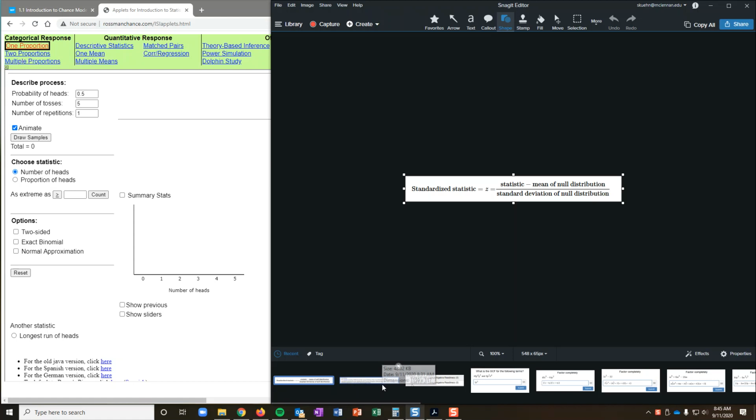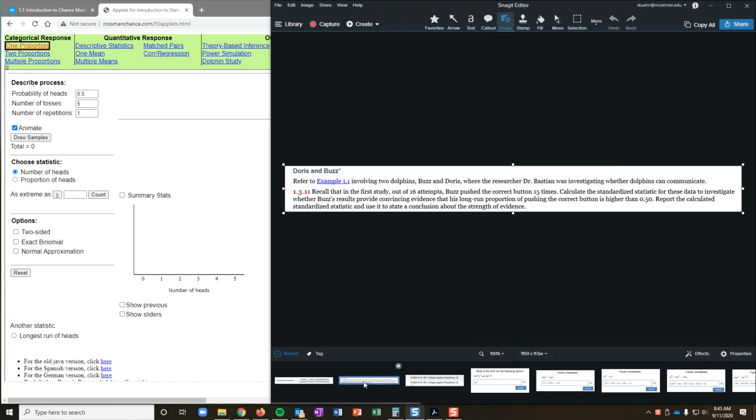If you remember, in the Buzz and Doris example, Buzz pressed the correct button 15 out of 16 times. And our null hypothesis in that particular example was that the probability of success was 0.5, right? That if just by random chance, the probability of him picking the right button would be 0.5. Now, how do we apply that for our standardized statistic?